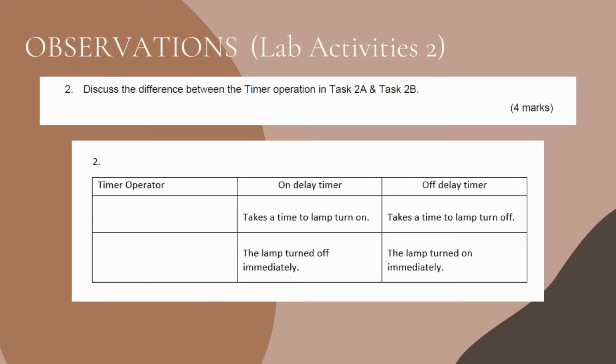The next question is to discuss the difference between the timer operation in task 2A and task 2B. There are 2 types of timer, which are on delay timer and off delay timer. In task 2A, we are using an on delay timer, so it takes time for the lamp to turn on. Then the lamp turns off immediately when the timer runs out. Next, for task 2B, we are using an off delay timer, and it takes time for the lamp to turn off. Then the lamp turns on immediately when the timer runs out.